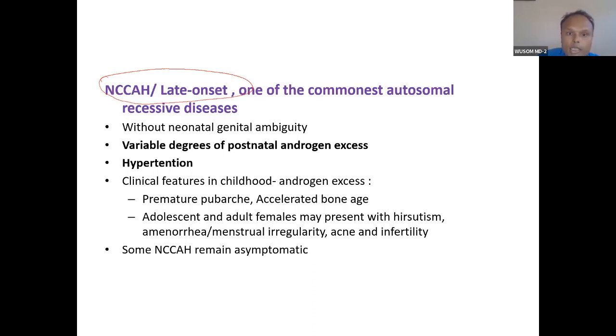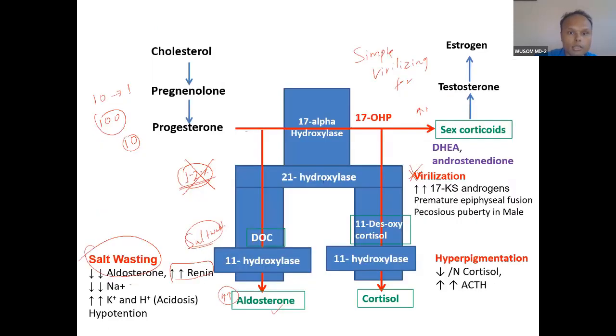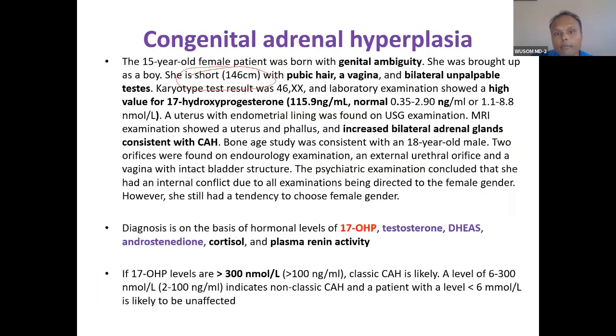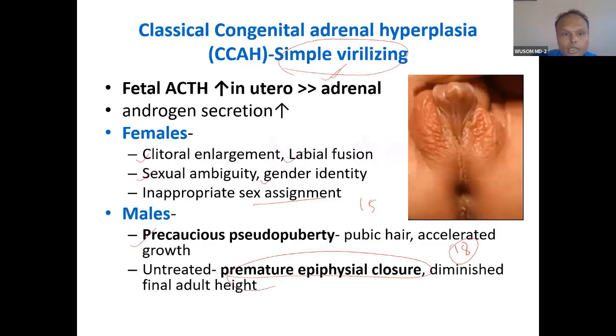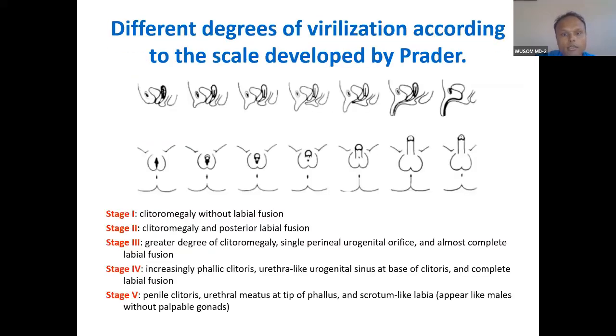Okay, variable degree of postnatal androgen excess, hypertension. Hypertension in 11, and then you can see 17 will also lead to hypertension. Here you can see this will also lead to hypertension. And when this is deficient, this will also lead to hypertension. So non-classical is related to hypertension and classical related to hypotension. This is also a very important differentiation. Clinical features in childhood, embryogenesis, premature. So we have discussed this here nicely.